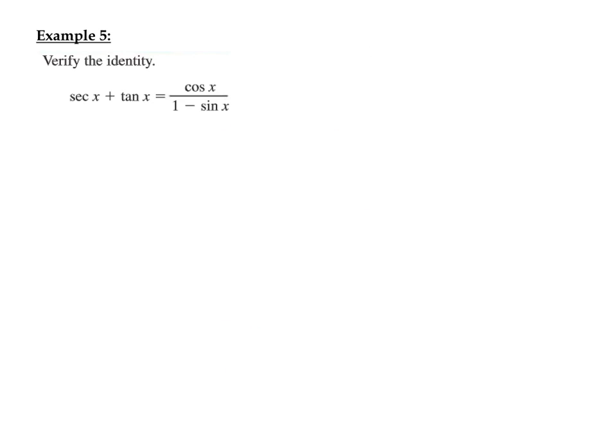Example 5, verify the identity. I'm going to start with the right side. That looks scarier to me, and it's not just a matter of taste. It's scarier because the left side is a simple sum. The right side has a difference in a denominator, so there's two bad things happening. We have a denominator, so we have a fraction, so that's a little icky, and then there's a difference in the denominator, so that's double trouble, if you ask me, but we can handle it.